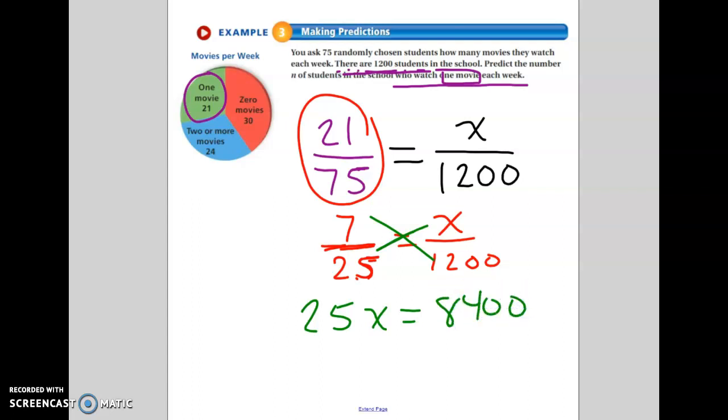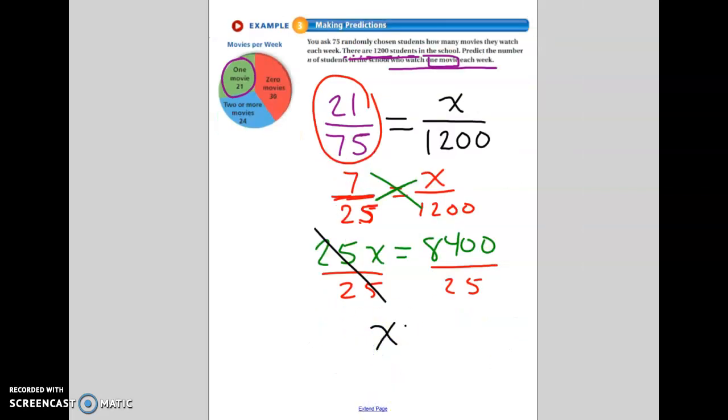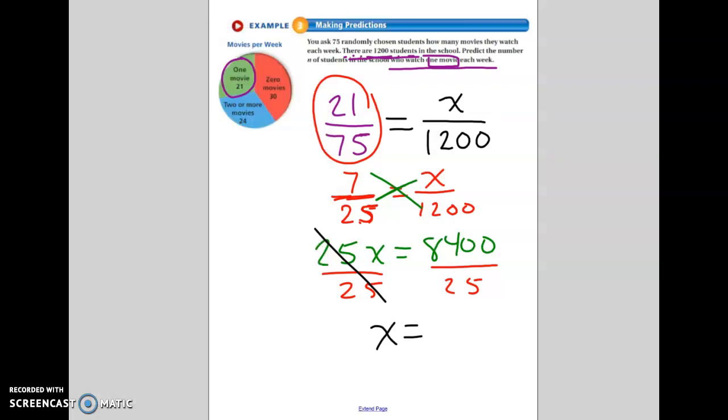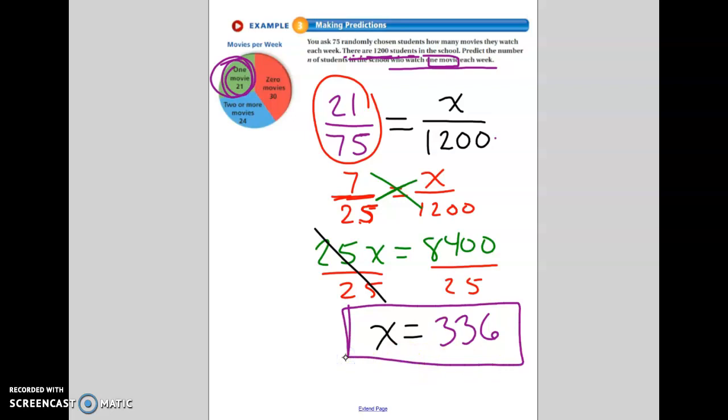And then to get x by itself, I'm going to divide both sides by 25. So 8400 divided by 25, and I am left with 336 students out of the 1200 that were surveyed. We would expect 336 to watch 1 movie per week.